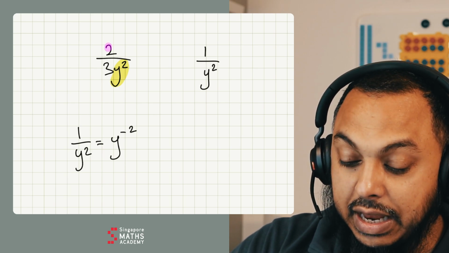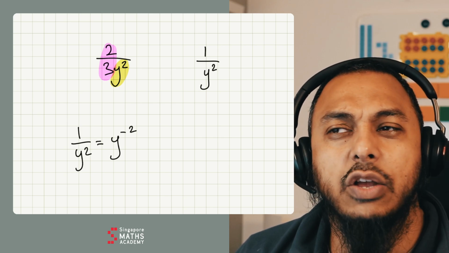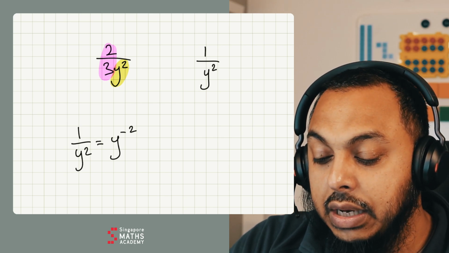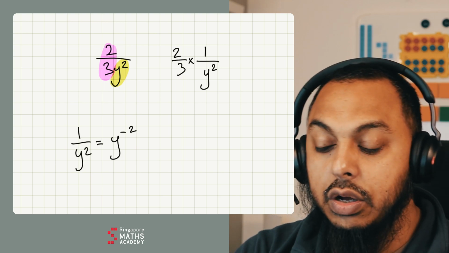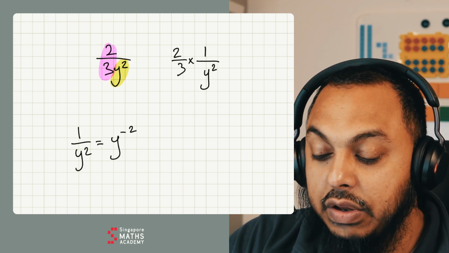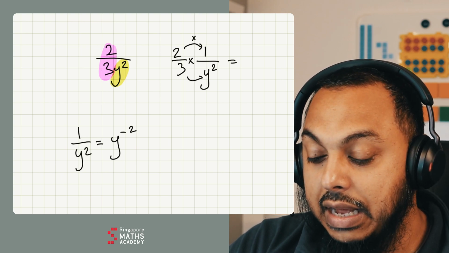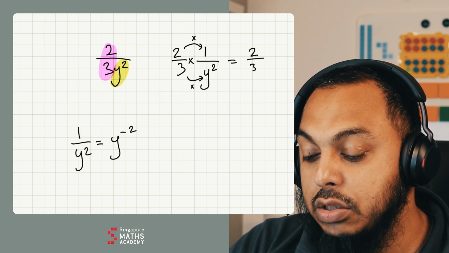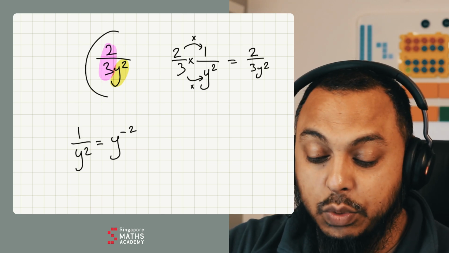Now we've got this section here, which looks a bit more confusing compared to the other ones. But if we think about it, it's just 2 over 3 times 1 over y squared. How do I know that? Well, we use the rules of multiplication of fractions. 2 times 1 is 2, and 3 times y squared is 3y squared. So I would get 2 over 3y squared, which is this.